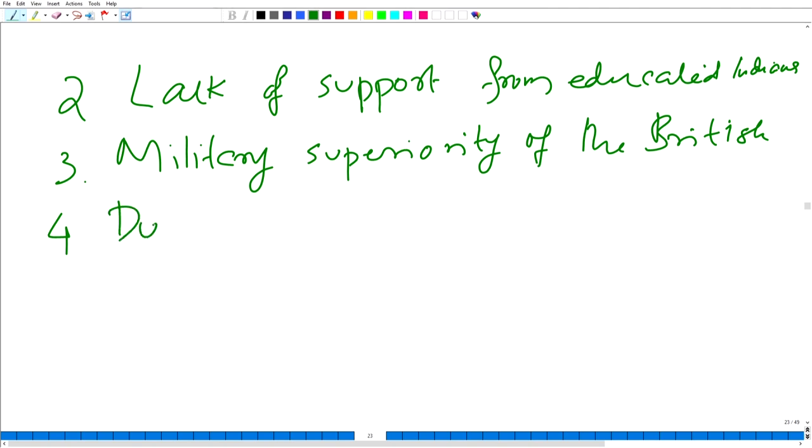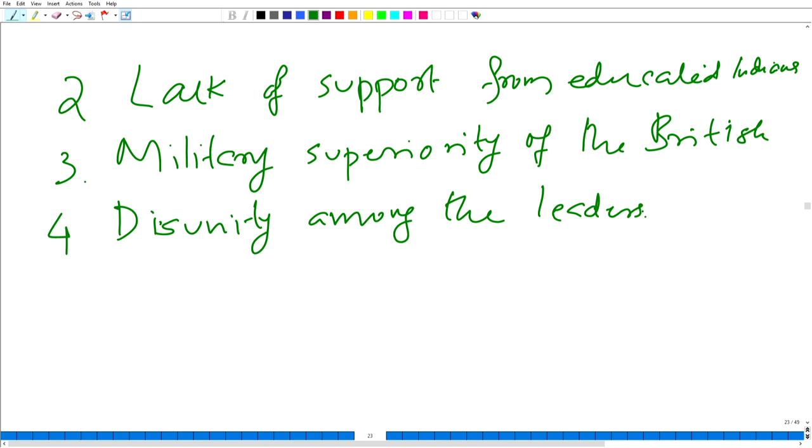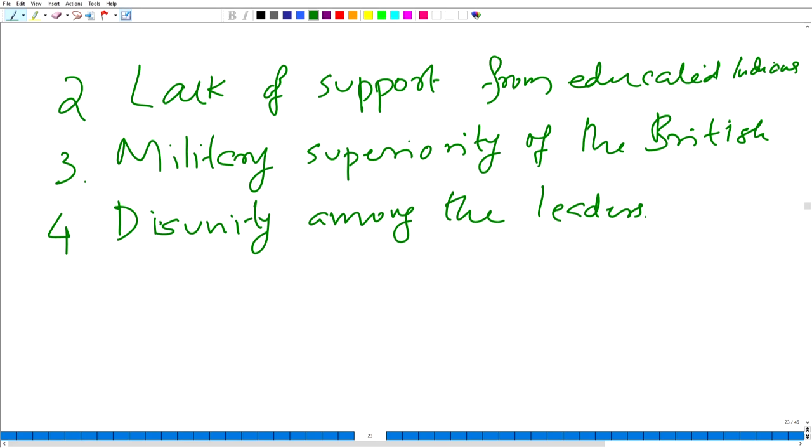Lack of unity among the leaders. The leaders lacked unity and a unified program and ideology. They were not national leaders. Most of them came forward to provide leadership for personal reasons, not for the national cause, and they quarreled with each other on petty issues. These were the reasons behind the failure of the Great Rebellion of 1857. Now, we will be discussing the impact of the Great Rebellion of 1857.